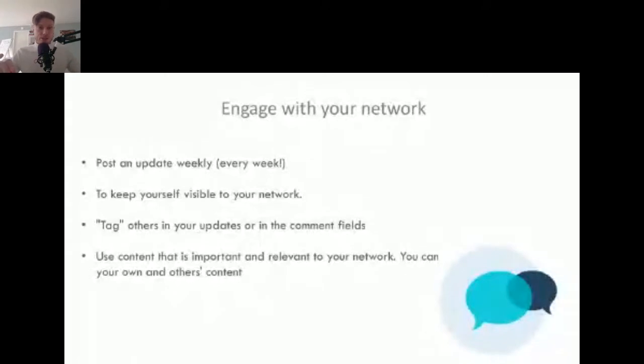Tag others in your update for relevant to this post. Use content that is important and relevant to your network. So we have 7 content archetypes when we talk about this, and also 5 content types. But documenting is a very easy way to do it. But you also don't need to create your own content. You can use other and share that. But of course, the best thing is to create your own content.